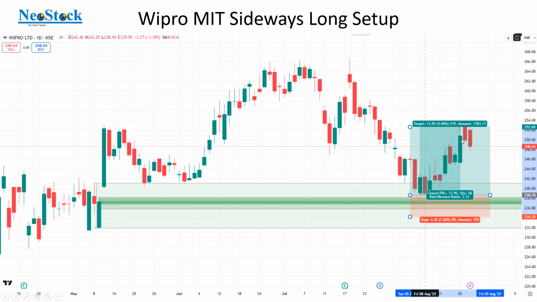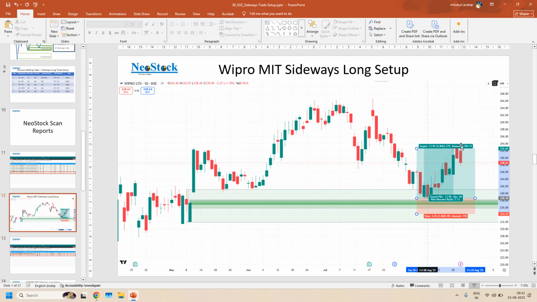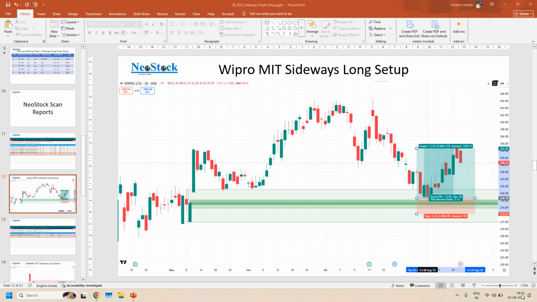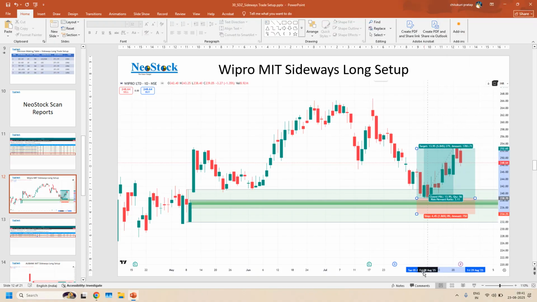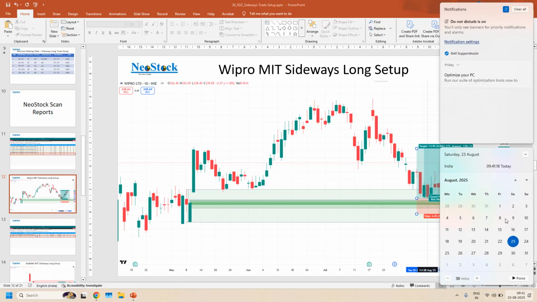This is Friday's candle, the recent candle, the last closing. This is Thursday and this is Wednesday. Let us look into the calendar. Wednesday is 20th August. When you got the trade? We got the trade on 8th August. Here we got the trade.